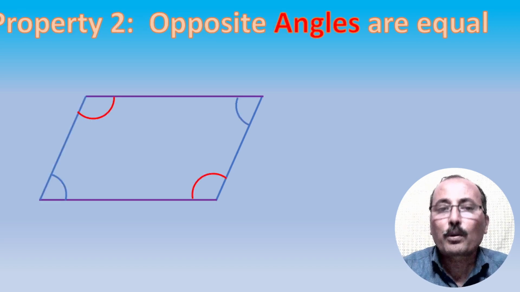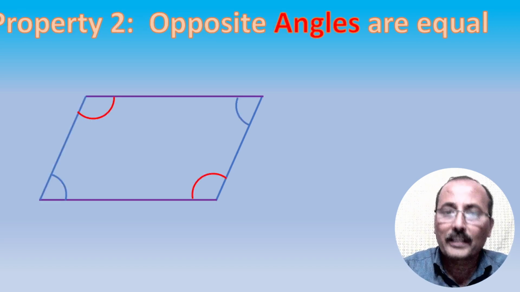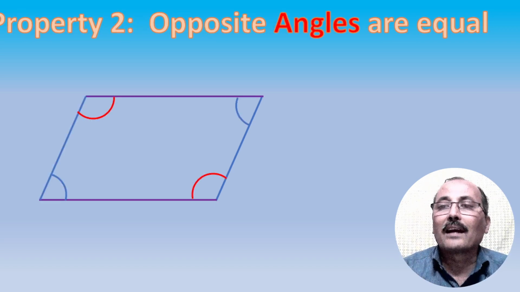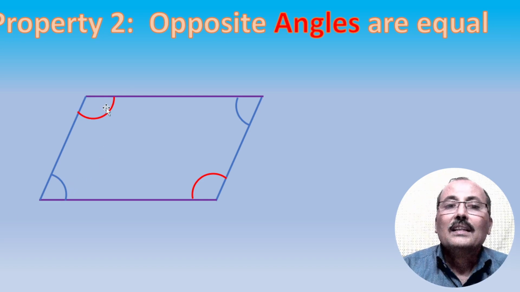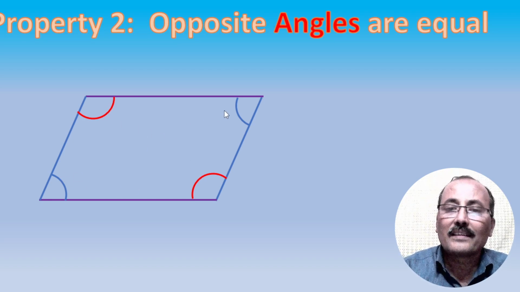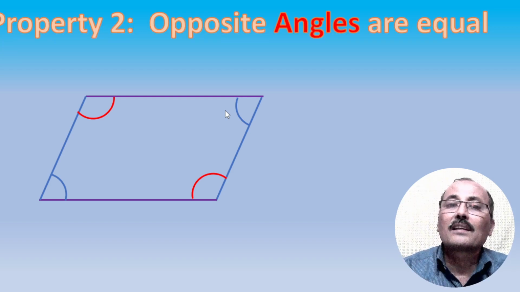What is our next property? Property number 2, opposite angles are equal. In this diagram we have to show that this red angle and this red one are both equal, or either this and this are equal. Opposite angles are equal means there are two pairs of opposite angles here. Let us prove.